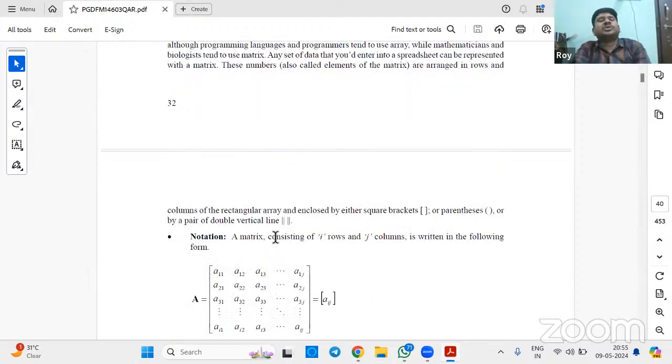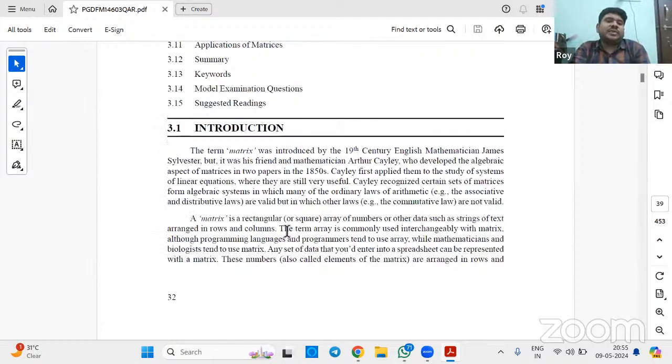We are going back to 10th class. Ninth, 10th. A very, very important topic in the 10th as per my knowledge. Long back I did. Anyone remember this about the matrix? See this? The matrix was introduced in the 19th century. Wow. And algebraic aspects of matrices in two papers in 1955. Oh, that time only from the 80s he's from.